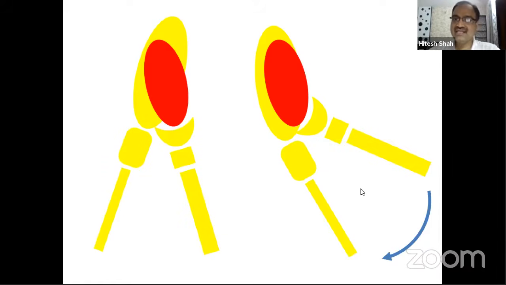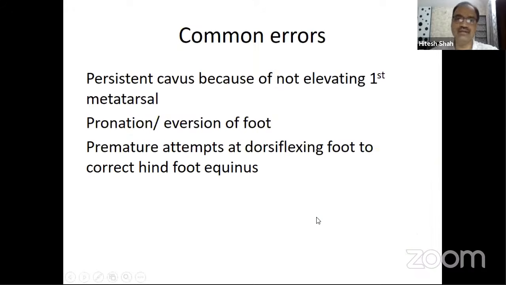This is the difference between the right side and left side. When we do the abduction, we can correct the forefoot adduction and the hindfoot adduction, the hindfoot varus. Well, in a fixed subtalar joint, we can correct the forefoot, but we cannot correct the hindfoot. Few points on the technicalities of common errors made by most people.